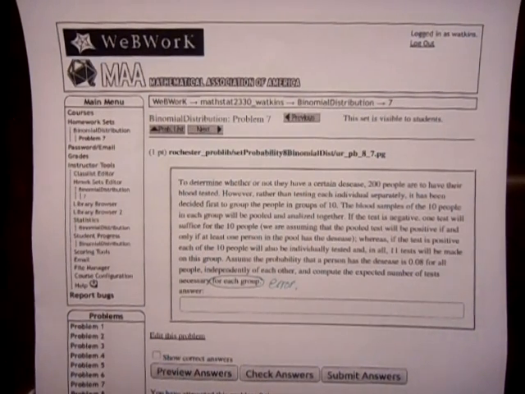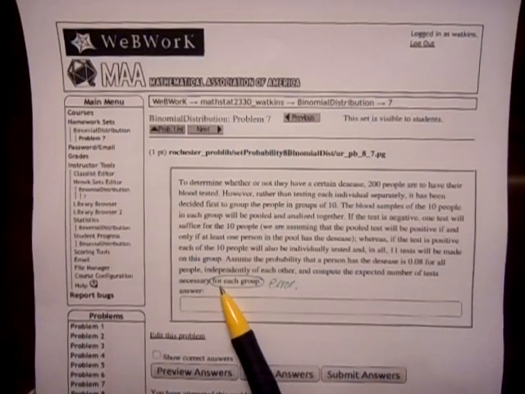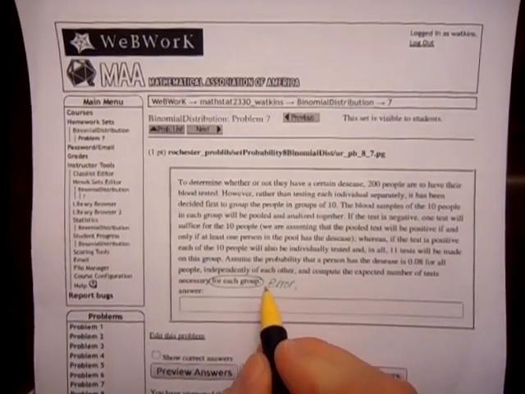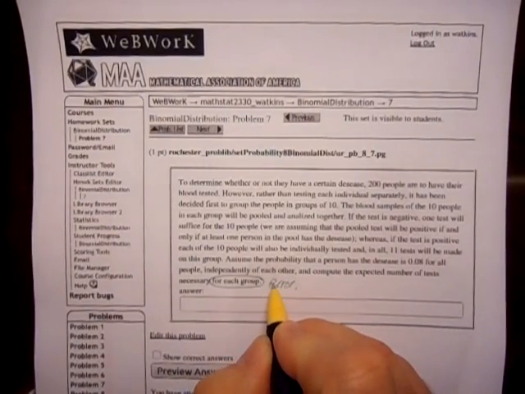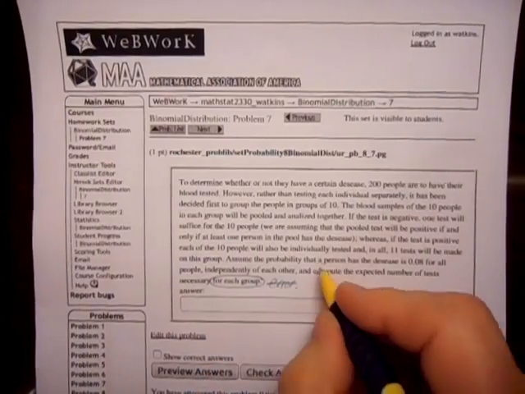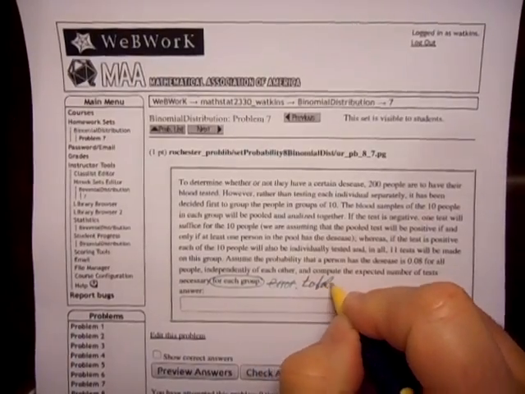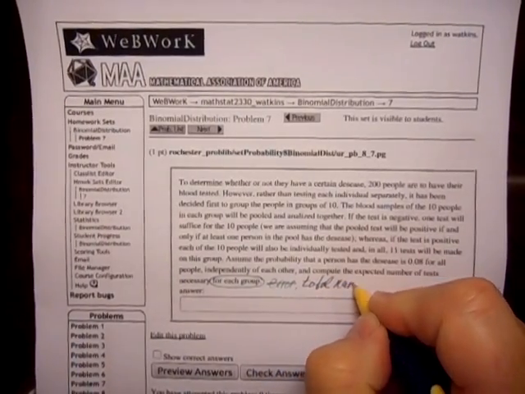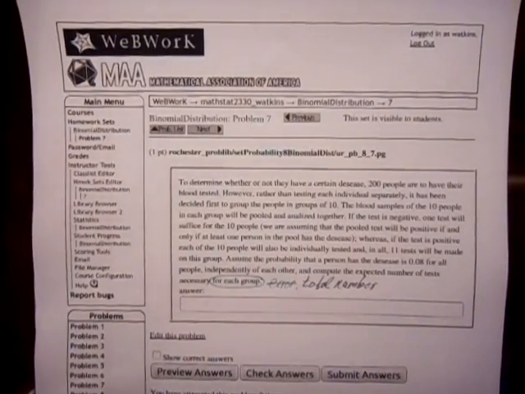The ending question is, and there's two different ways that this question could be phrased, compute the expected number of tests for each group. The calculation that the webwork was using was not for each group. It was looking for the total number of tests. Now, do you see what the difference is? The total number of tests will be 20 times the expected value for each group, because there are in fact 20 different groups.